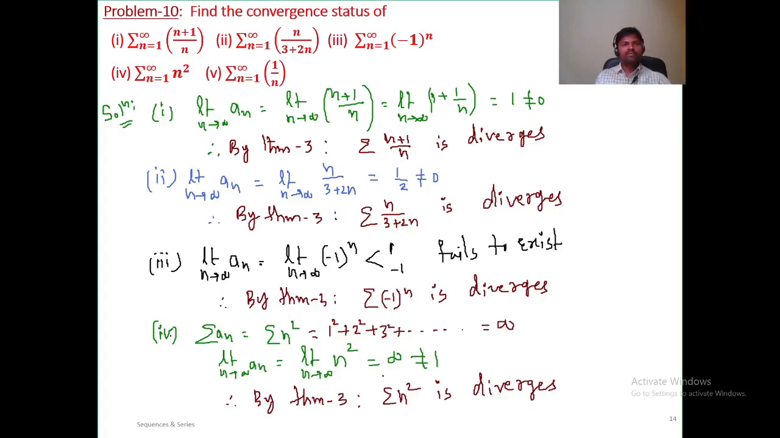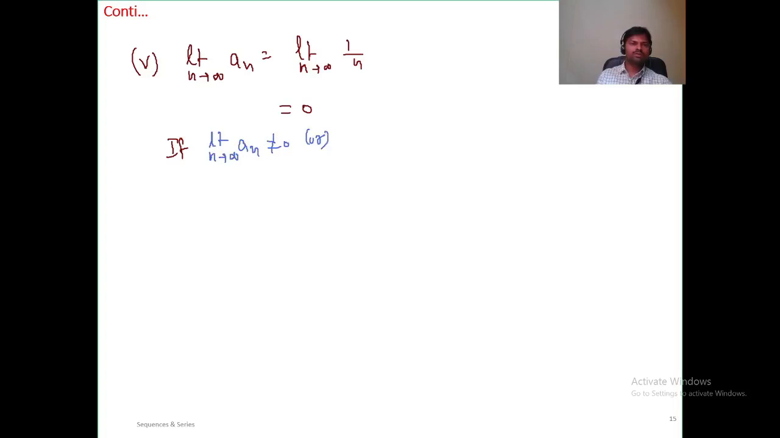And fifth one, 1 over n. Limit n tends to infinity a_n, which is limit n tends to infinity 1 upon n. What is this? I am getting 0. What is the conclusion? Look at it, if limit n tends to infinity a_n is not equal to 0 or fails to exist, then only I can comment. Then only theorem number 3 can be applied.